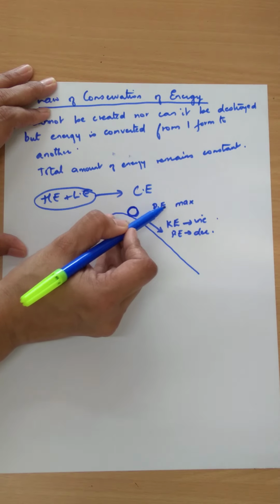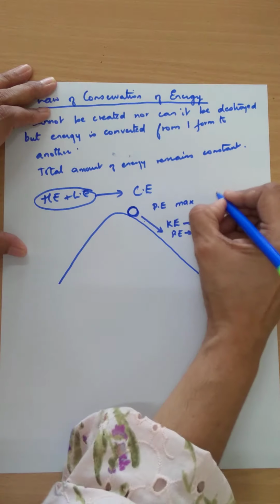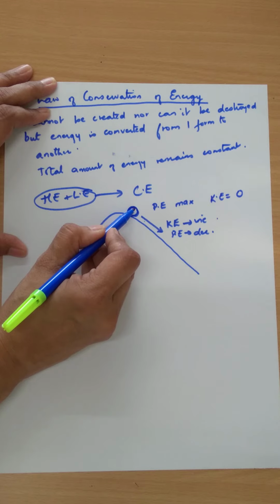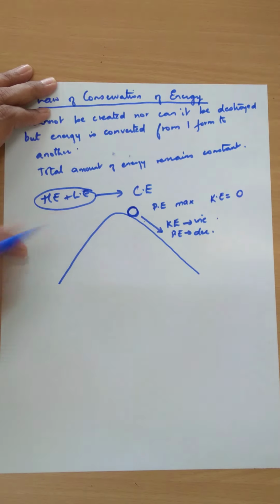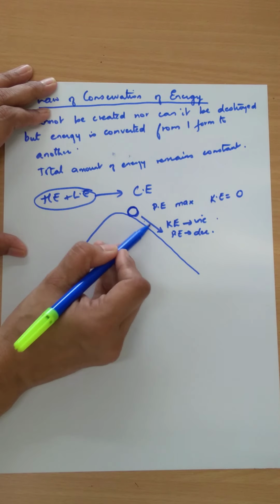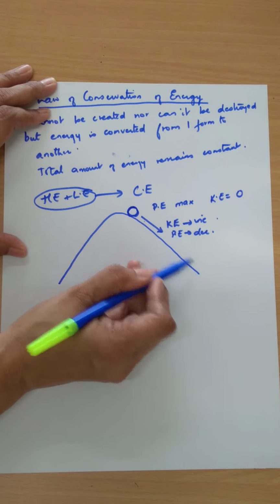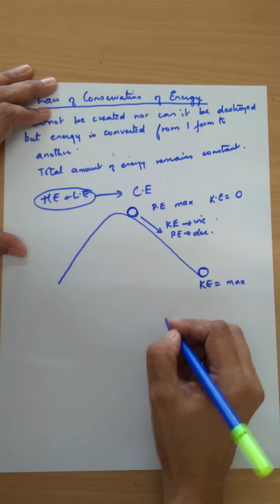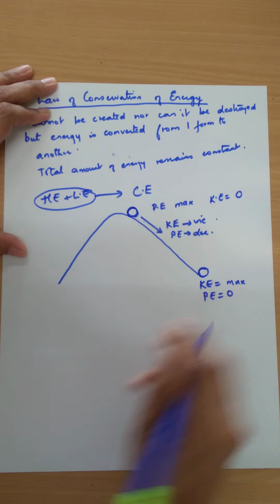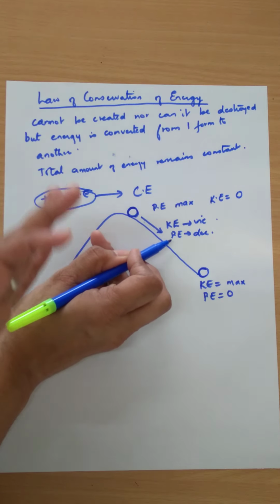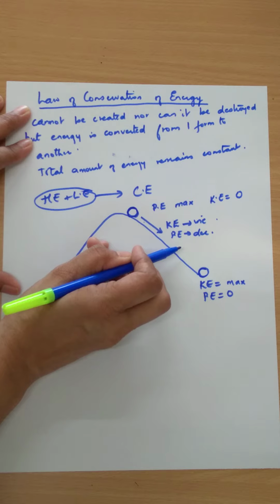So here potential energy is maximum and kinetic energy is 0 at this point because it's not moving, it's just here. As it is coming down, its kinetic energy goes on becoming more and more, and potential energy becomes less and less, decreases. And when it just touches this lowest point, its kinetic energy is maximum and its potential energy is 0. So if you look here, as potential energy decreases, kinetic energy increases.